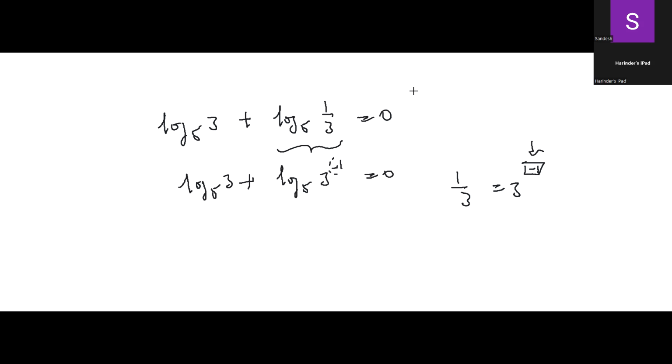And you can bring this -1 out front here. So you get log base 5 of 3 minus log base 5 of 3 equals 0. And we know this is true. That is how we would do this question. Do you see the screen or no?